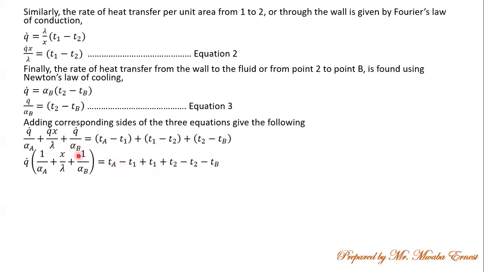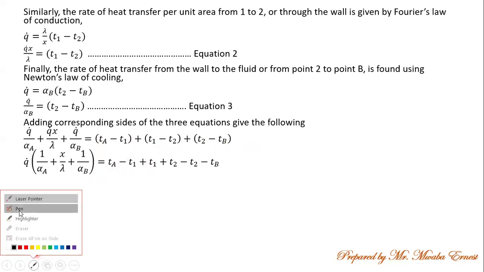On this other side, I can notice that this Q dot is common for all the three. So there I have it outside the brackets. Then inside the brackets, this is what I have. So this is equal to, then I can have my TA minus T1 plus T. Basically, I've just removed the brackets. But here is what we can see from here.